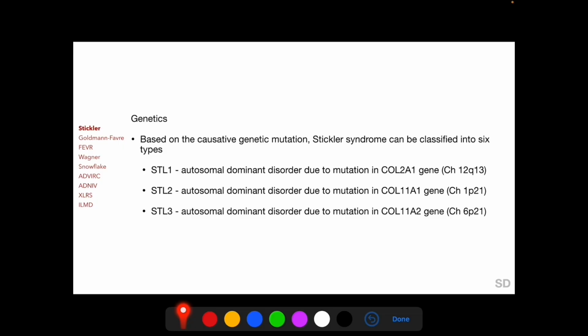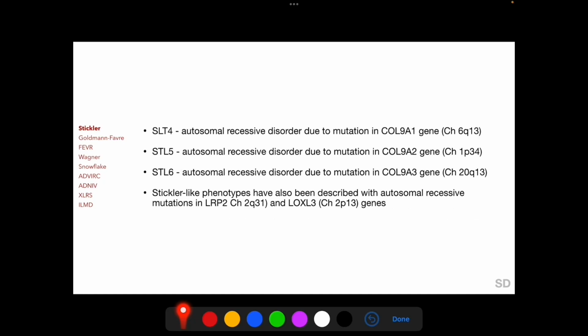We may recall here that collagen 2, 9, and 11 are the predominant types of collagen in the vitreous body, with collagen 2 constituting 75% of collagen in the vitreous body. Stickler syndrome due to mutations in collagen 2 and collagen 11 genes has an autosomal dominant mode of inheritance, and Stickler syndrome occurring due to mutations in collagen 9 genes has an autosomal recessive mode of inheritance.